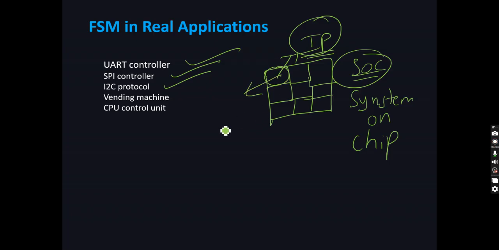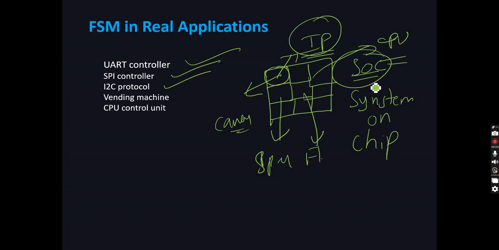Let's take a camera module, a speaker, a flashlight, a CPU. There are many IPs in an SOC. Each and every one has a particular mechanism and particular functionality.